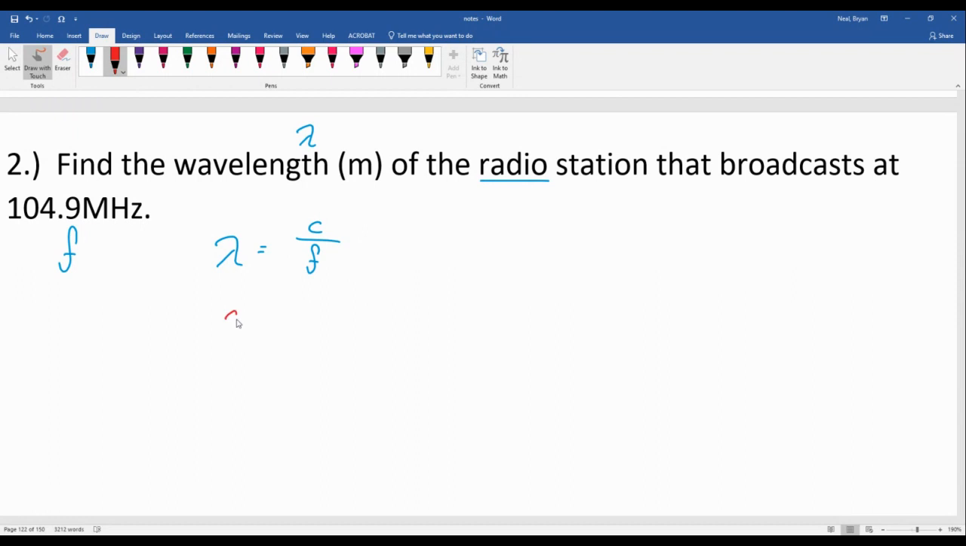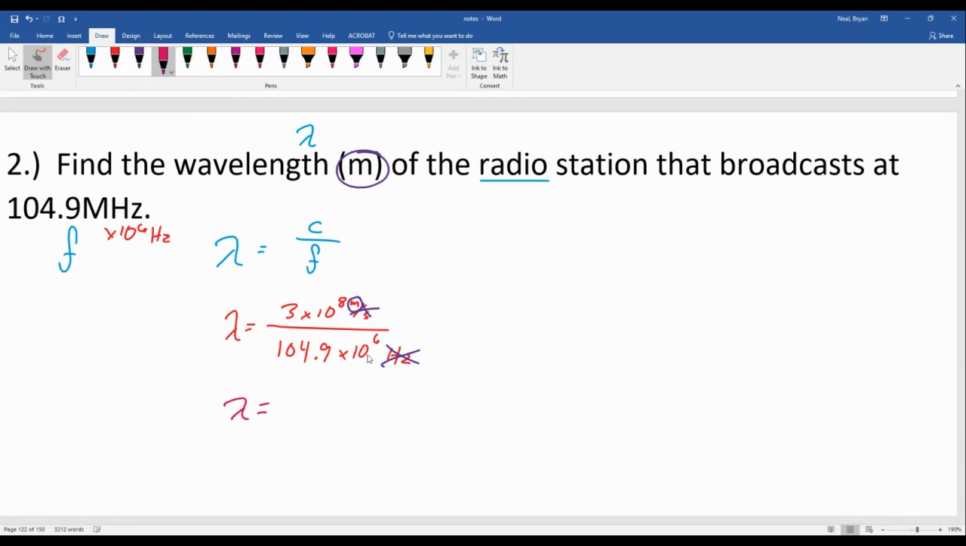Okay, so going in and plugging in some numbers here, c is a constant, 3 times 10 to the 8 meters per second, and then the frequency here, 104.9 megahertz, means times 10 to the 6 hertz, so it means millions of hertz. Hertz, you also want to remember, means per second, so that's going to cancel the per second part there, and that's where our meters come from.